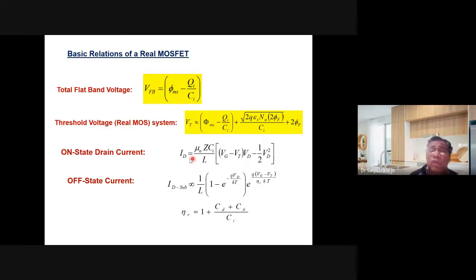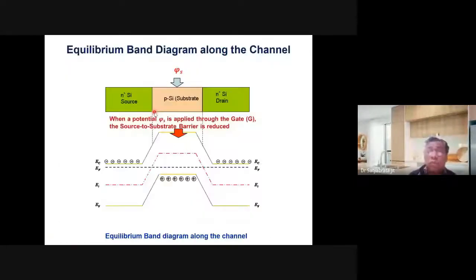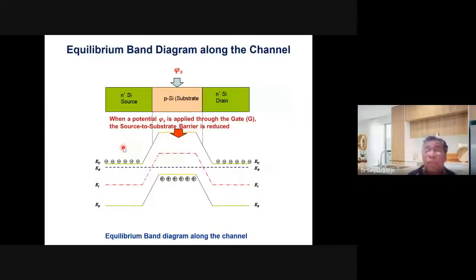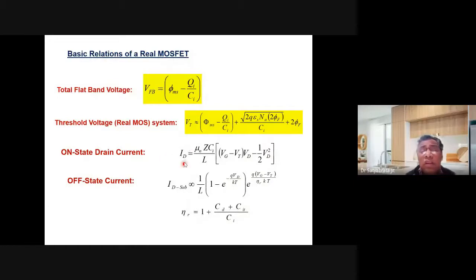On-state current, if you look into this, is proportional to mobility. Carrier mobility mu is the mobility, Z is the width, Ci is the capacitance, and L is the channel length. Channel length you can consider as the distance from this region to this region. So this current is proportional to mobility and to Ci, but inversely proportional to L. If the channel length is decreased, then the current will be increased. If the oxide thickness is decreased, then the current will be increased, because decreased oxide thickness means Ci is increased. And if the mobility is decreased, then the current will be degraded.